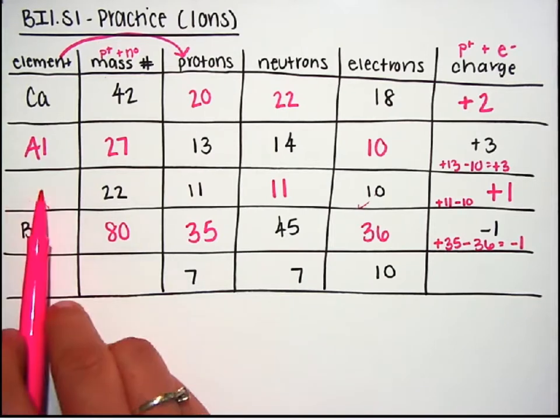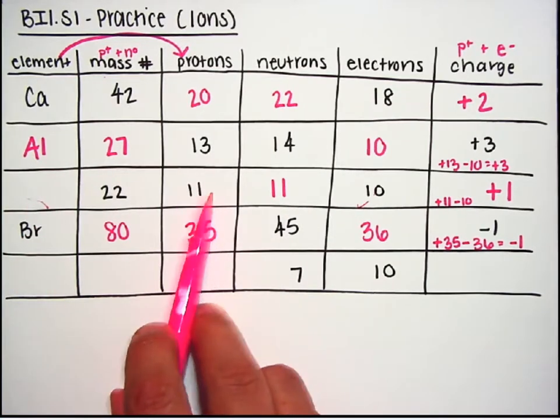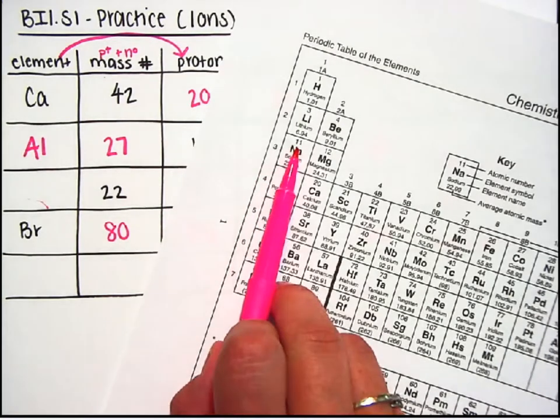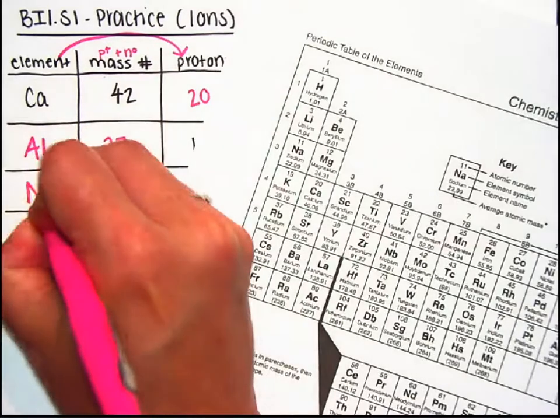Oh, I just realized we skipped this one. Protons determine identity. I have 11 protons. Atomic number 11 is sodium. Sorry about that.